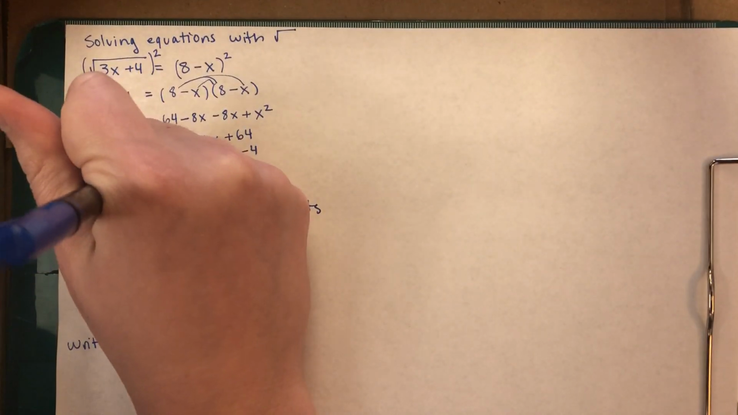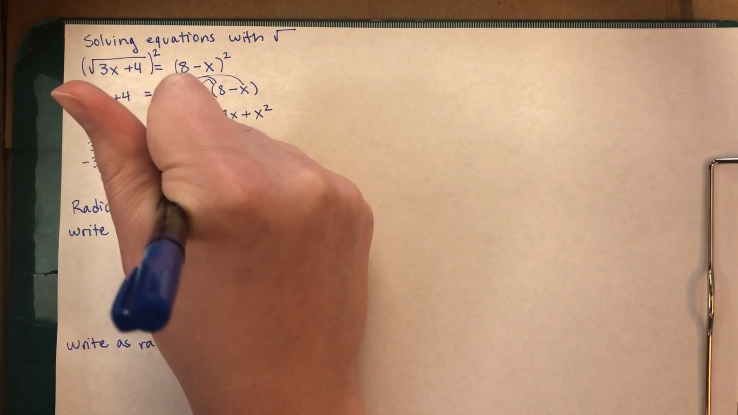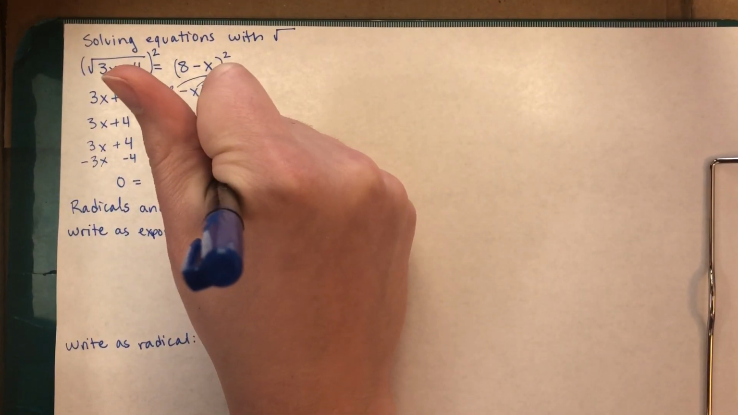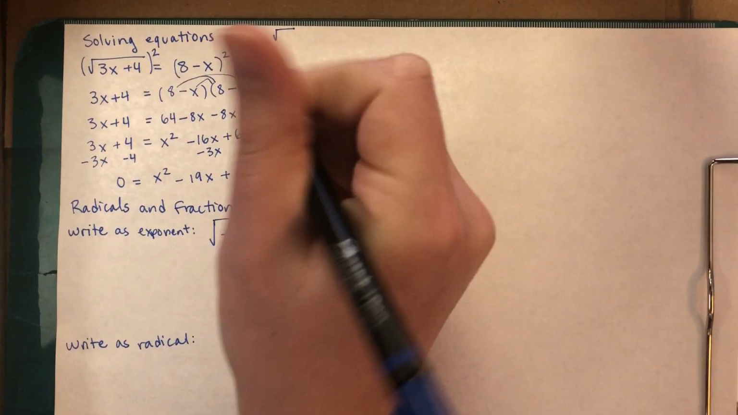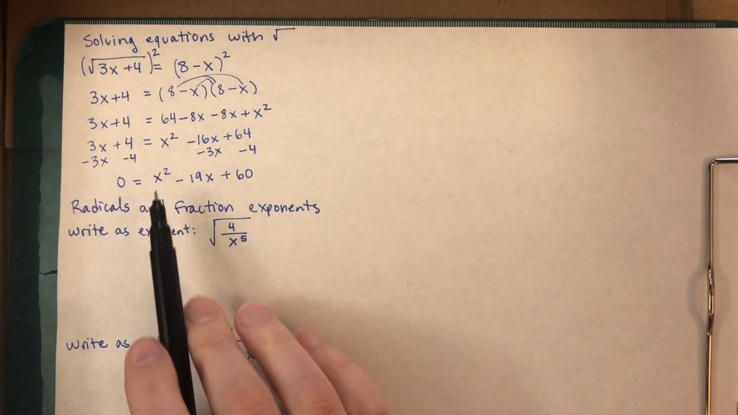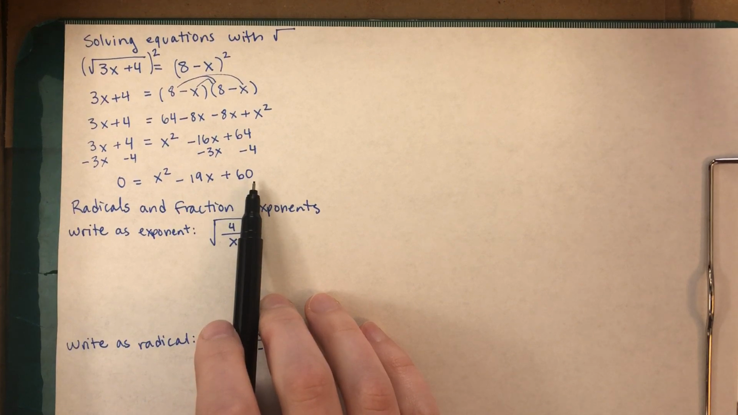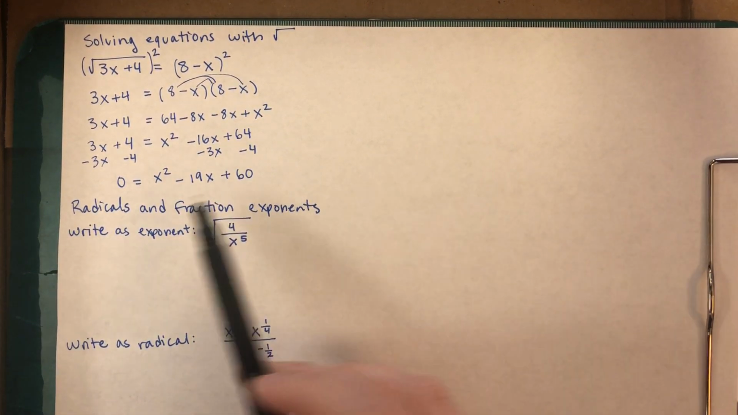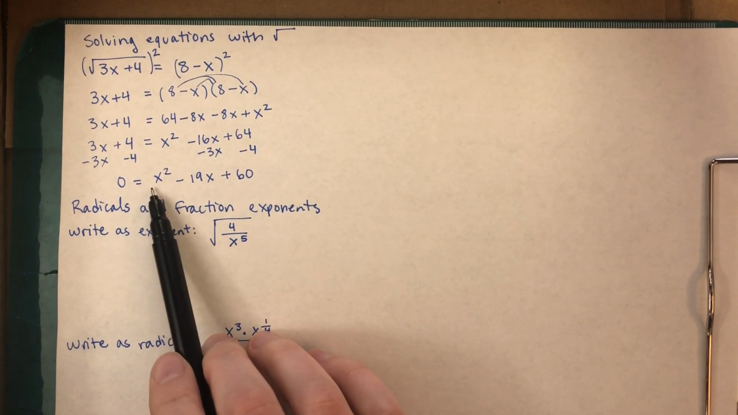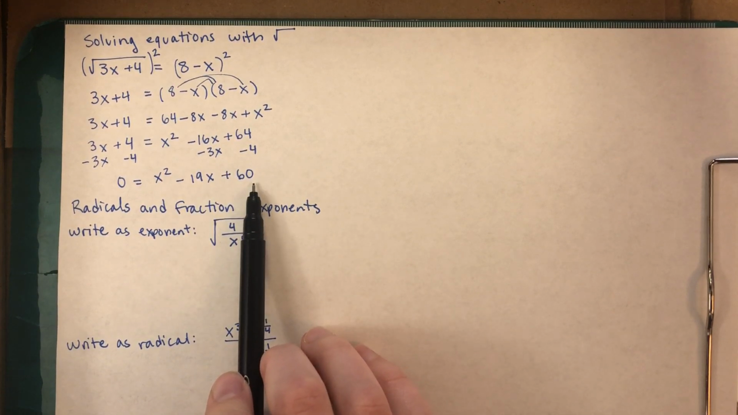On this left side, now I have 0 equals x squared minus 19x plus 60. Okay. So now, is this right? Yeah. So now I have a quadratic equation, an x squared, a middle number, and a last number.